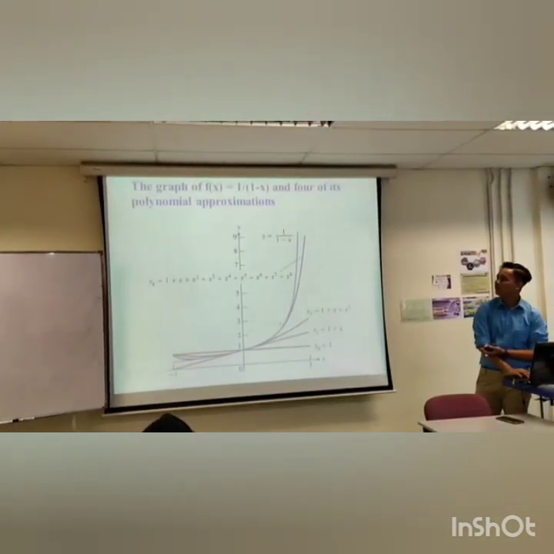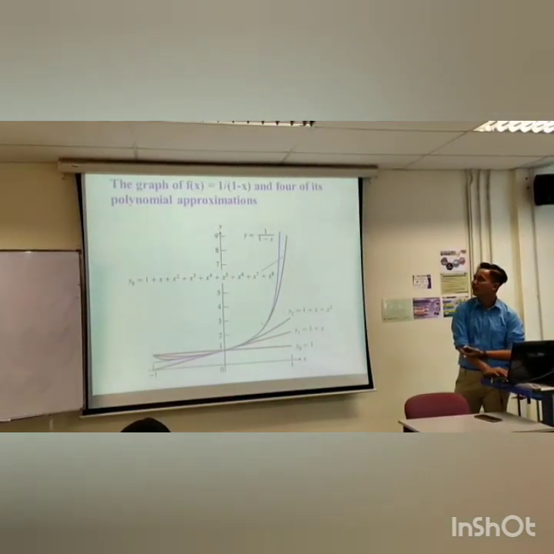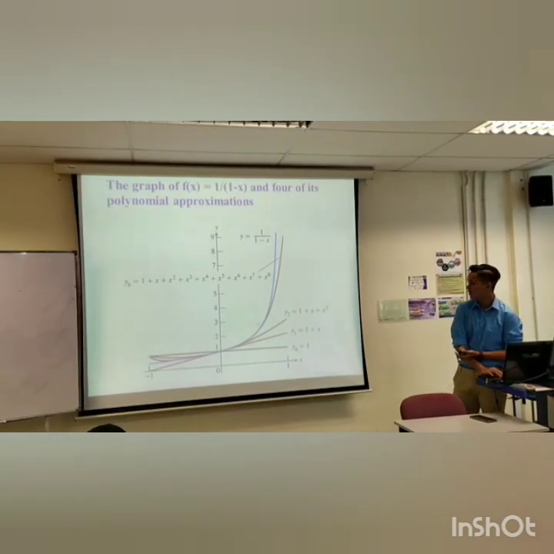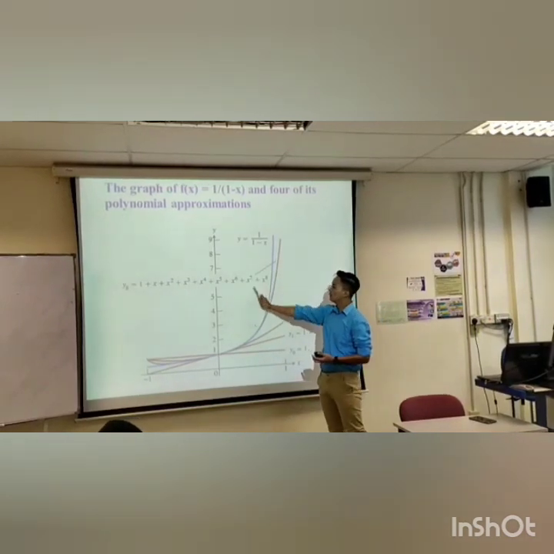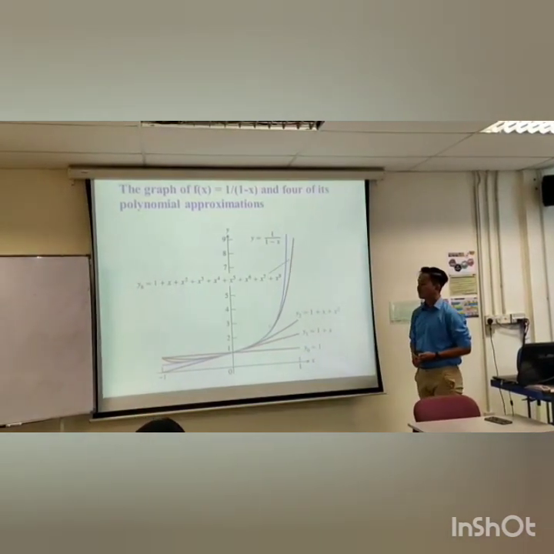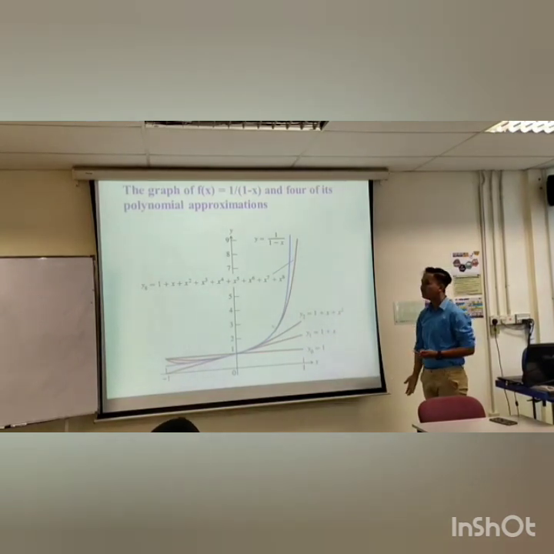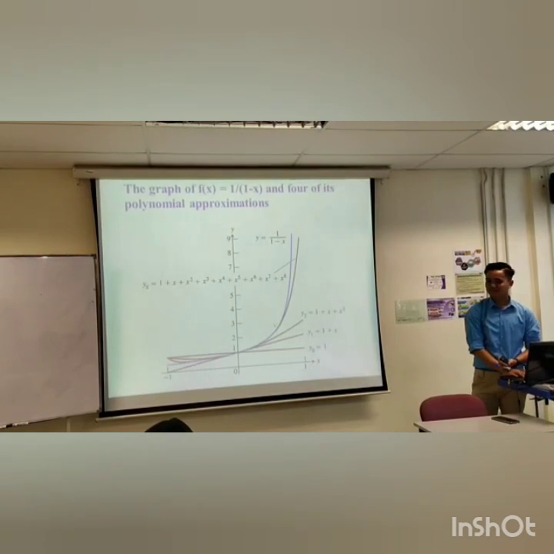This is the graph for f(x) equals 1 over 1 minus x and four of its polynomial approximations: 1, 2, 3, 4. So I think you can digest this graph for a while. Can I move on? Sure. Yes.